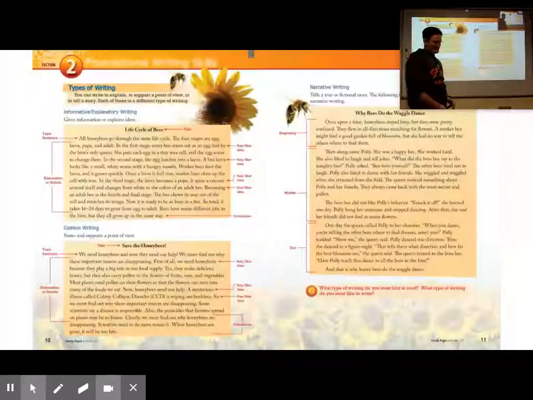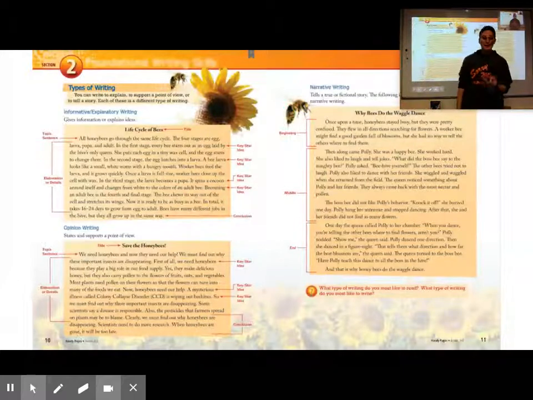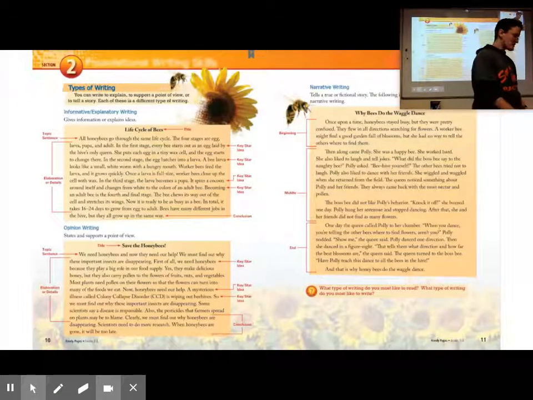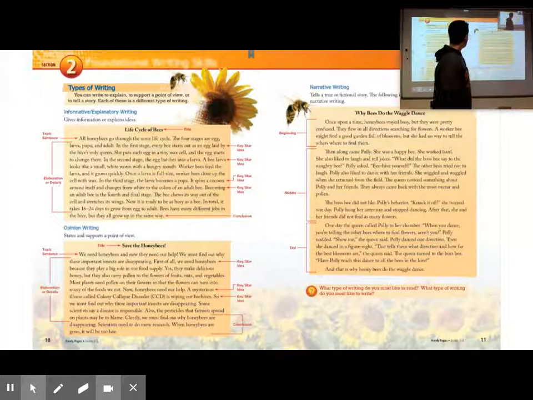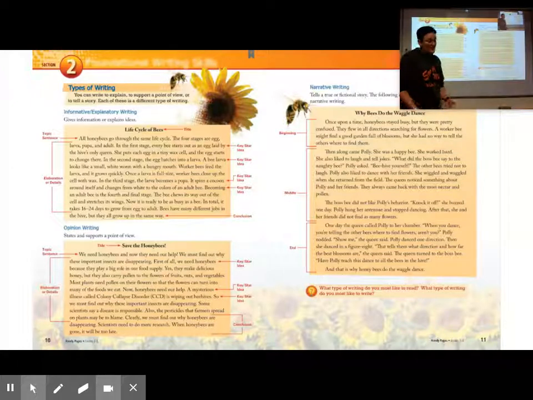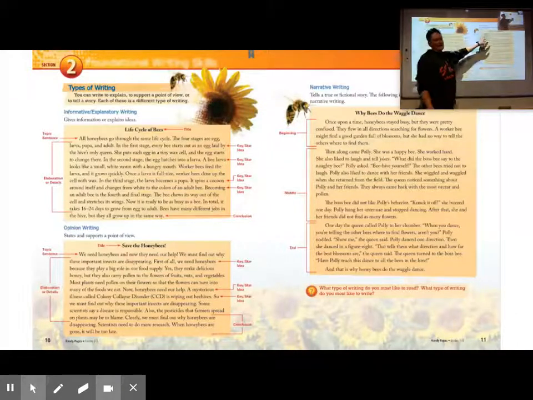All right. So the next thing we're going to talk about are the 3 types of writing. So if you open up to pages 10 and 11 in your handy pages, you will see the page that looks basically just like this. In fact, I just took a picture of it and stuck it in my slide. Okay? These are our 3 types of writing. We have informative and explanatory, opinion, and narrative.